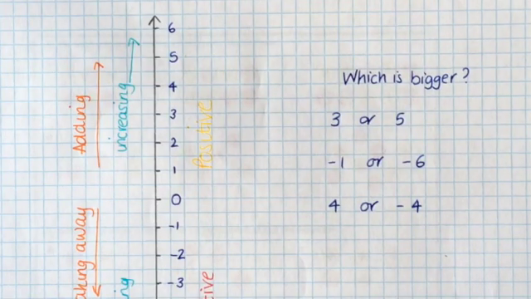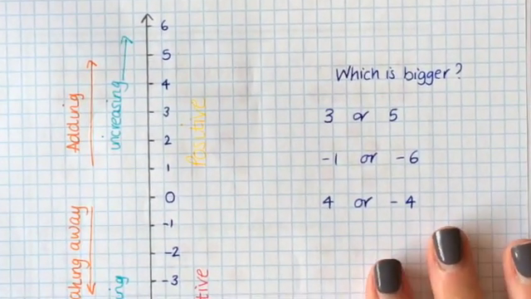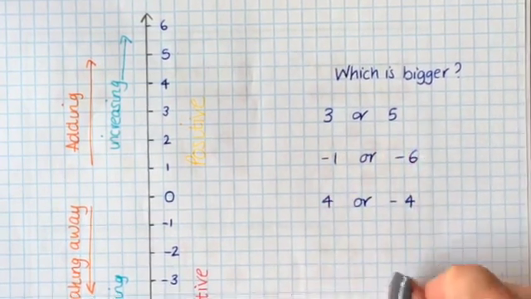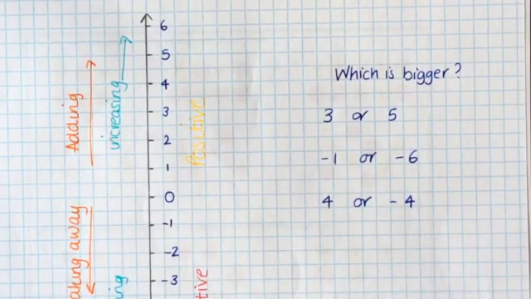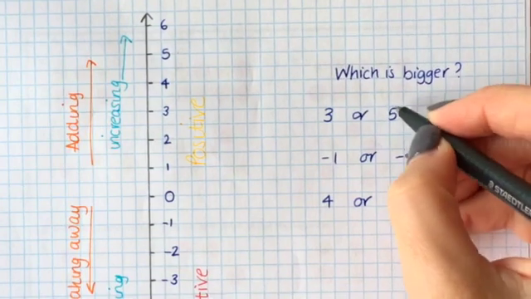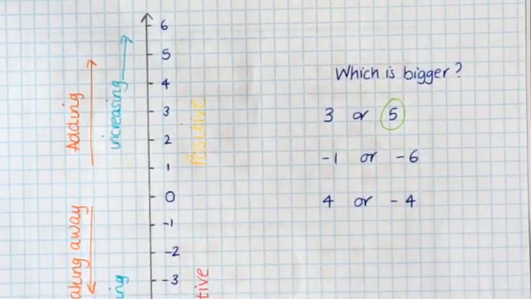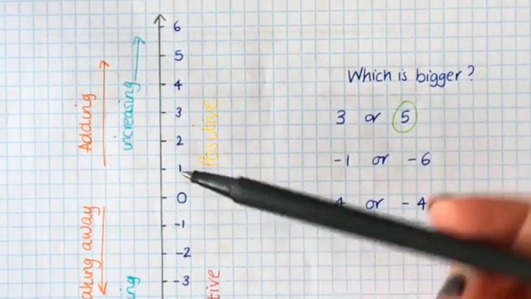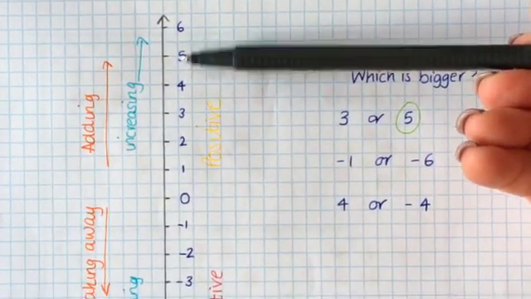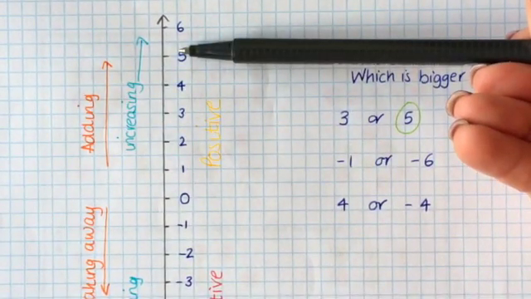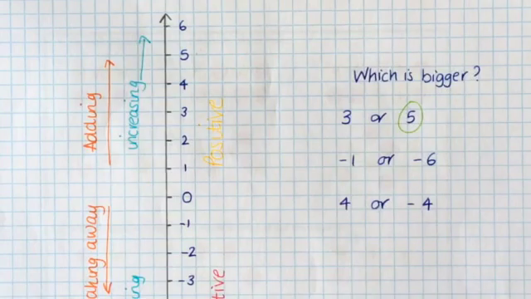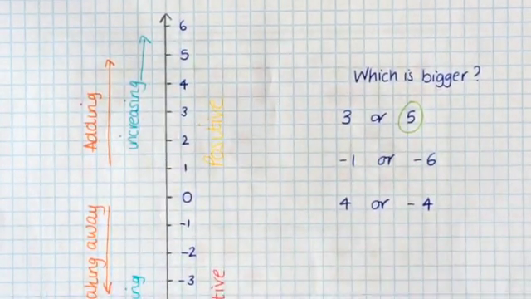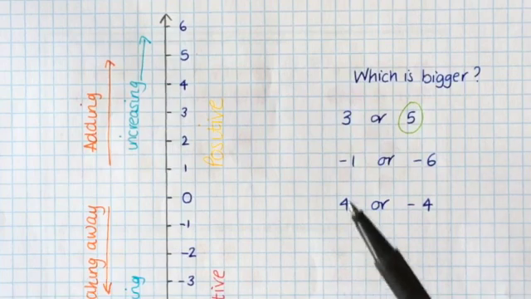So what we're going to do now is talk about which numbers are bigger. I've got two numbers here. I've got 3 or 5. So 3 or 5, which is bigger? I want you to make a decision. I'm hoping that you've said 5 is bigger. But the question is, do you understand why it's bigger? You could have said it's further up, it's higher up on the number line. That's a good reason. And also because it's further away from 0, it's bigger. And it's bigger than 3, because it's higher up than 3.